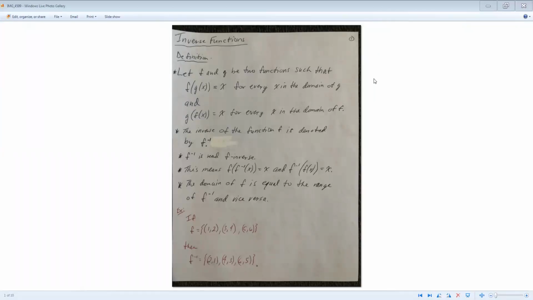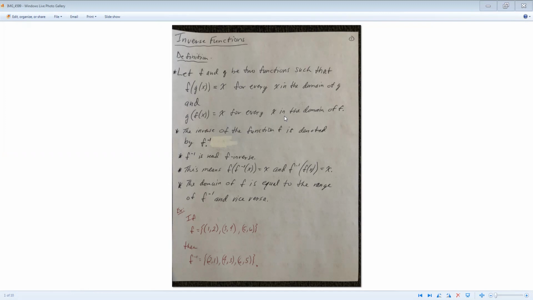This video is on inverse functions. When we look at the definition, let f and g be two functions such that when you plug g into f, you get x for every x in the domain of g. You plug f into g, you get x for every x in the domain of f. So in other words, when you plug each function into the other, you have to reduce down to x in order for them to be inverses of each other.